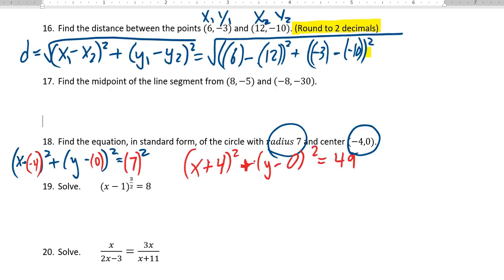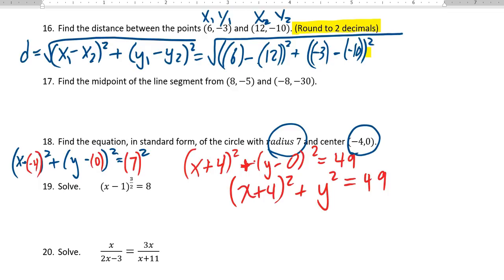So I got the quantity x plus 4 all squared plus the quantity y minus 0 all squared equals 49. Or you can clean this up a little more and just remove that -0. We don't really need that, do we? I would accept either one.